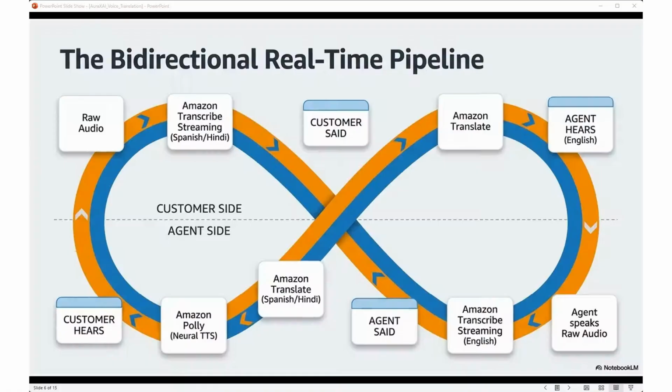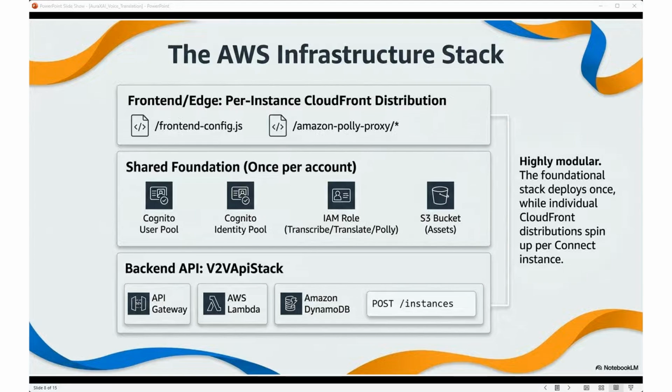Now, how does it actually work? We have built this bidirectional real-time pipeline. Customers talk in their selected language, and Transcribe, Translate, and Polly work together and do their part so that the agent can hear in English. When the agent speaks, the same pipeline works in exactly the same way and the customer hears in their selected language. Our solution will first stand up a shared foundation and will be able to deploy one unified portal for each Connect instance through a highly modular design.